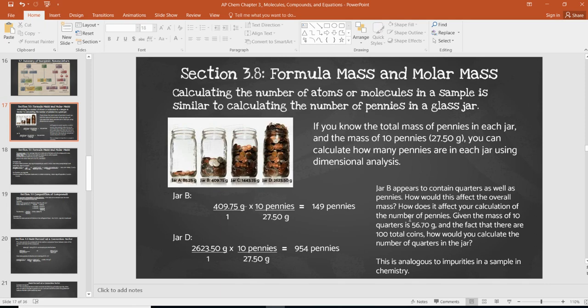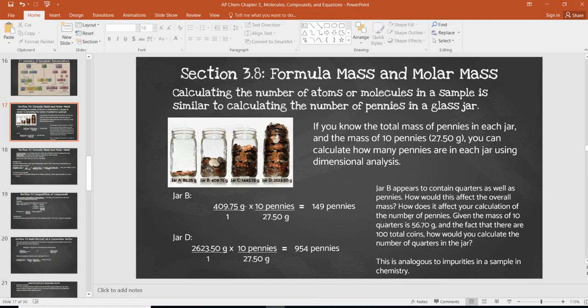Okay, as an aside here, this is something I want you guys to work out or at least think about, because it's going to come back down the road. So jar B appears to have these impurities in there. We have some quarters where the pennies are supposed to be. How would this affect the overall mass of your jar? How is that going to affect the calculations in your number of pennies in jar B?